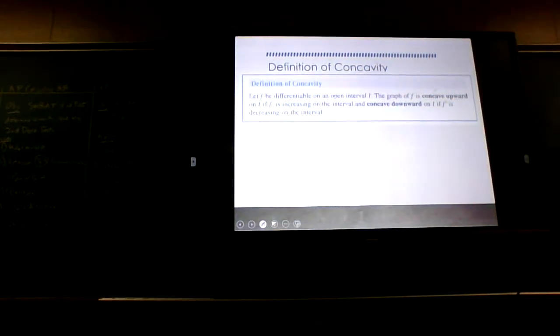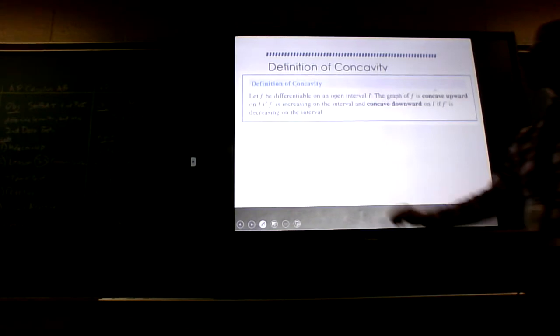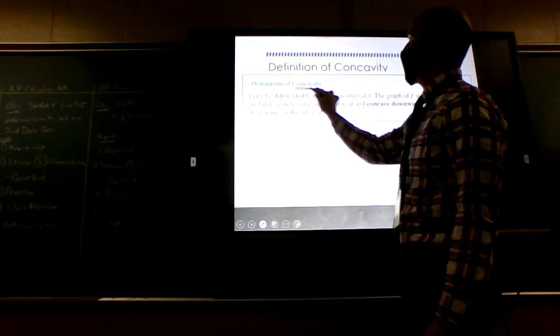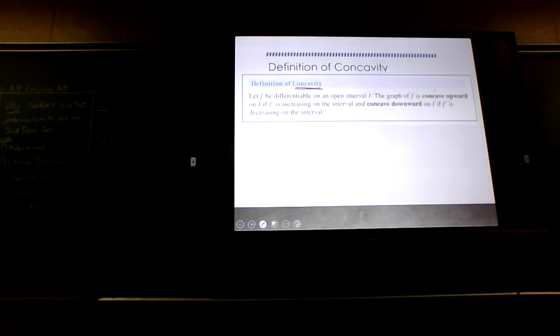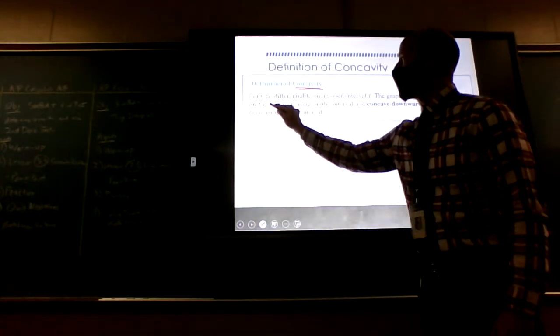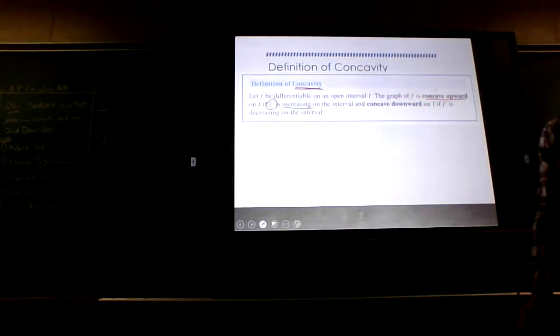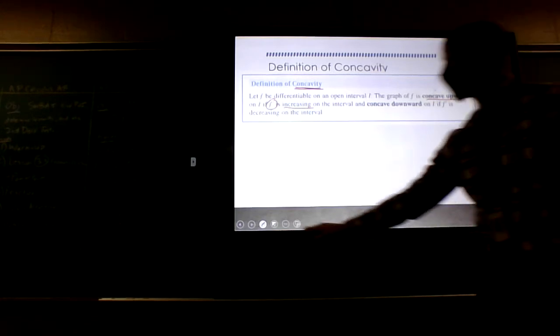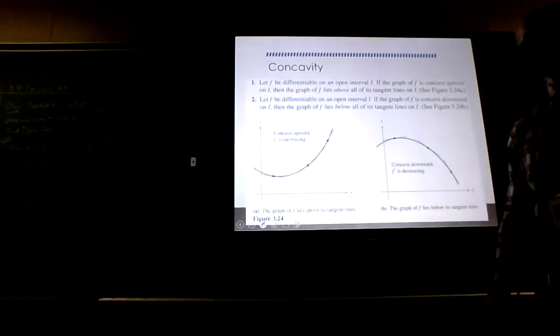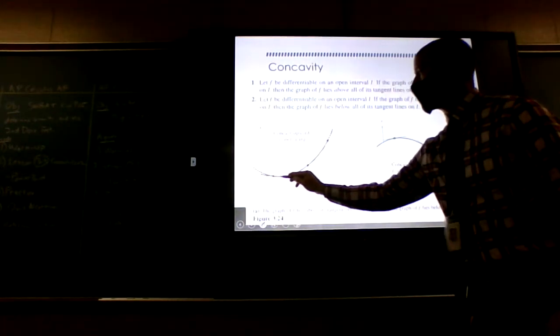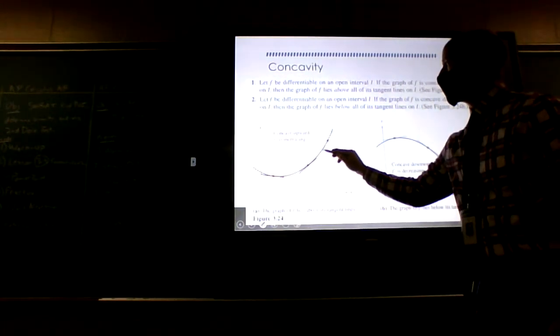First of all, let's talk about the definition of concavity. That's our first fancy word for the day, concavity. If f is differentiable, then we say a function is concave up if f prime is increasing. By the way, what is f prime? It's the slope of the tangent line. So look at my example right here. Would you agree that there's a tangent line drawn here, a tangent line drawn here, and a tangent line drawn there?